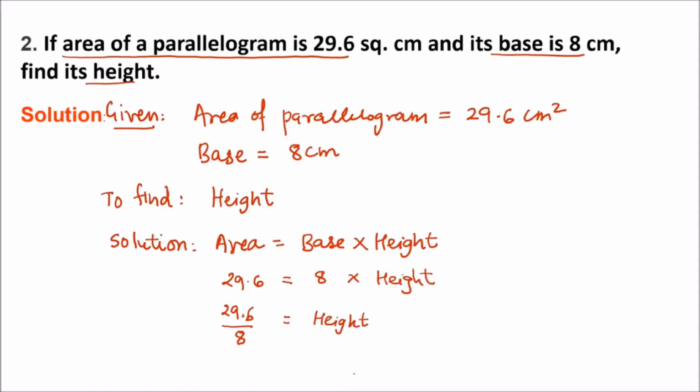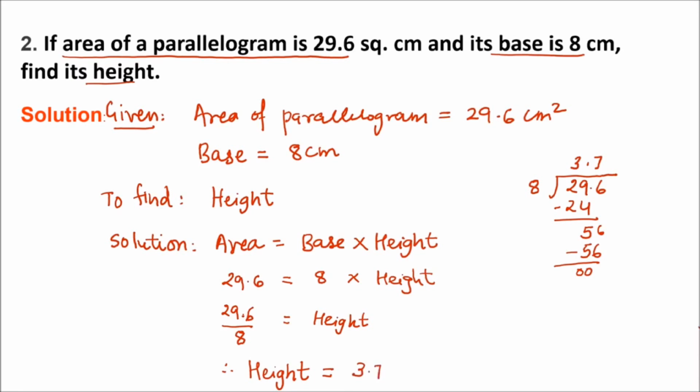Now we have to divide 29.6 by 8. So let's see how to divide 29.6 by 8. Here we'll write 29.6 and divide it by 8. So 8 3s is 24, correct? 29 minus 24 gives us 5. Now we have to copy the next digit, that is 6, but before the digit 6 there is a decimal, so we need to put a decimal in the quotient, and we'll take down 6. 8 7s is 56. So if we divide 29.6 by 8, you'll get 3.7 centimeter. So the height of the parallelogram is 3.7 centimeter.